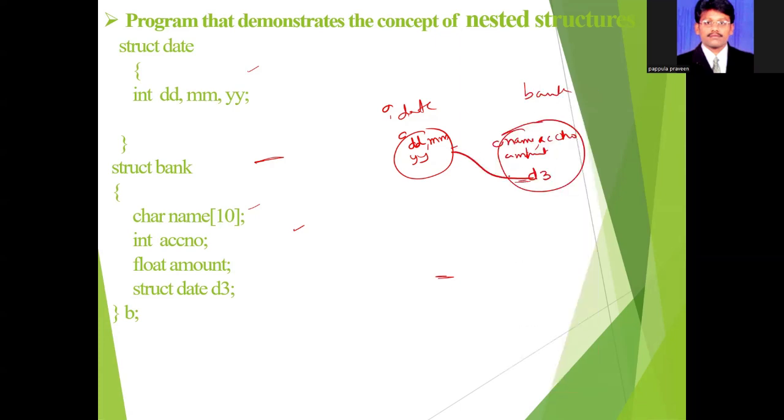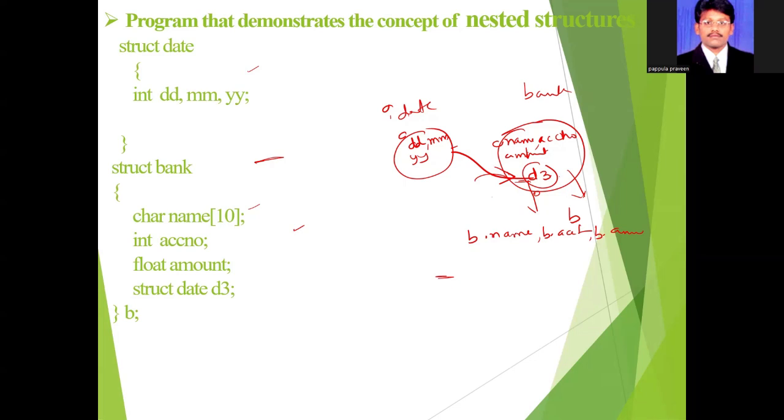Struct date. Now, this is the D3. Now if you want to access, what is the variable name of this structure? B is the variable. Now, if you want to read the bank details, then B dot name is acceptable, B dot account is acceptable, B dot amount is also acceptable.